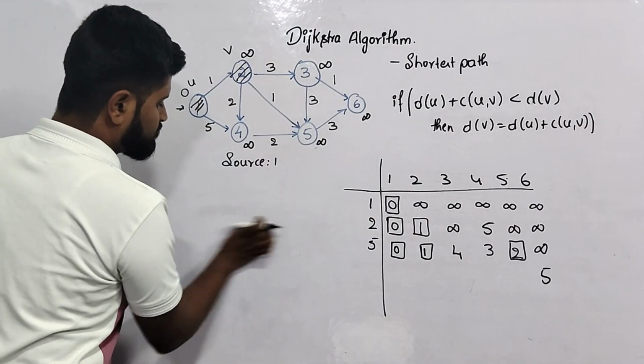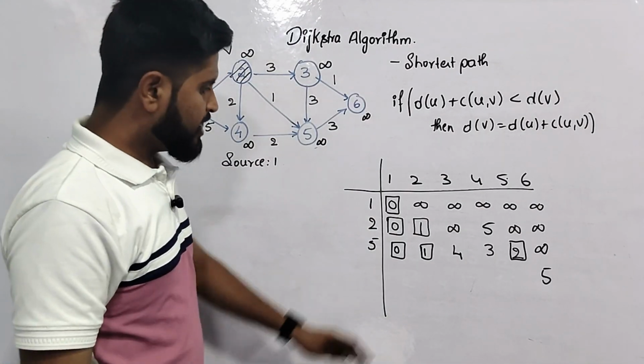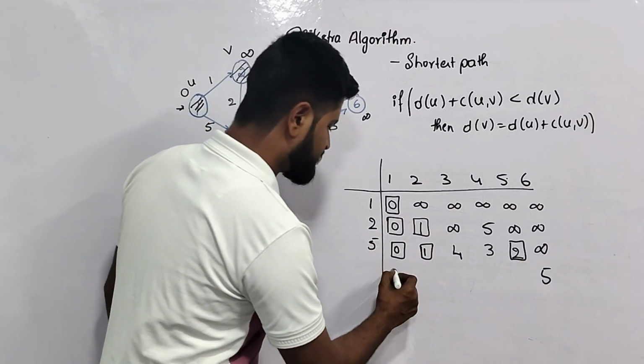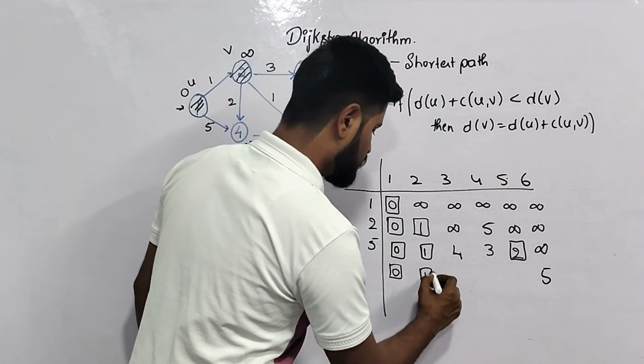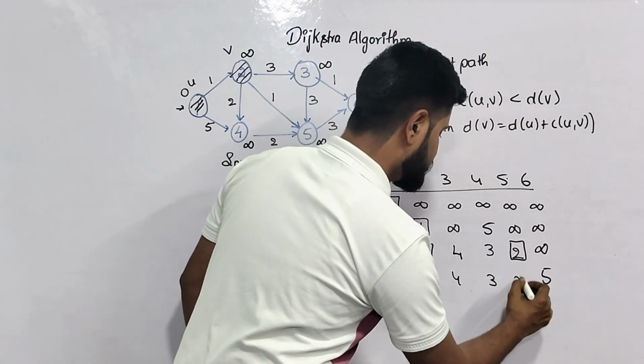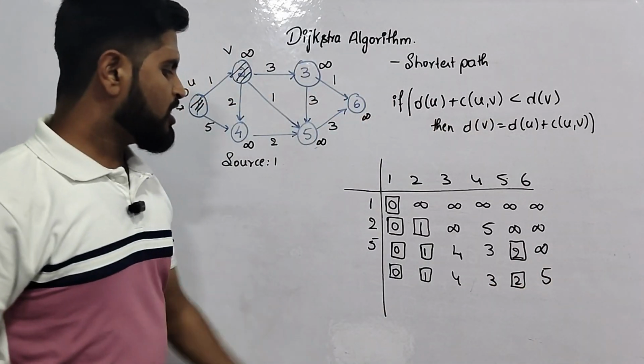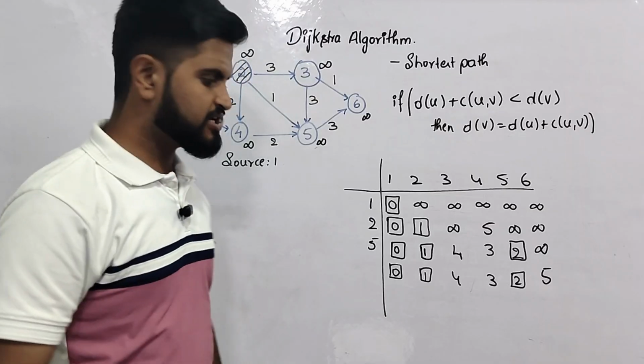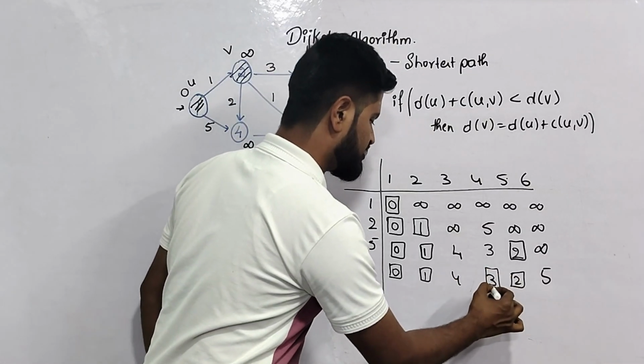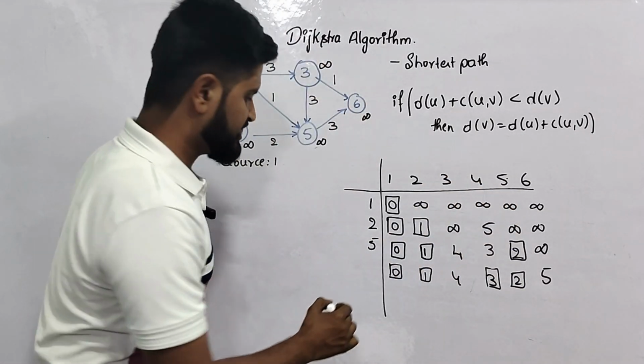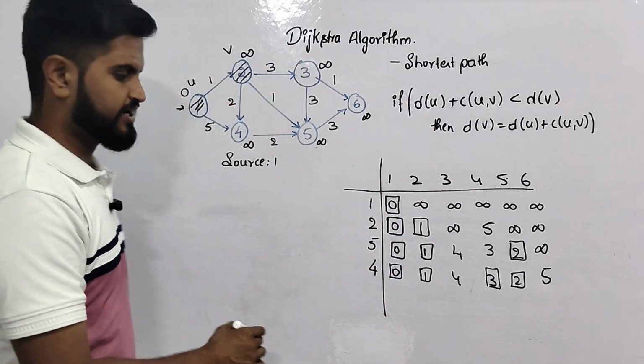So we could traverse to only one node using the fifth node, and all the other values will be copied from the previous step. 0, 1, 4, 3, 2. Now among 4, 3 and 5, which one is the smaller number? 3 is the smaller number. Its respective node is 4. Now the fourth node is selected.